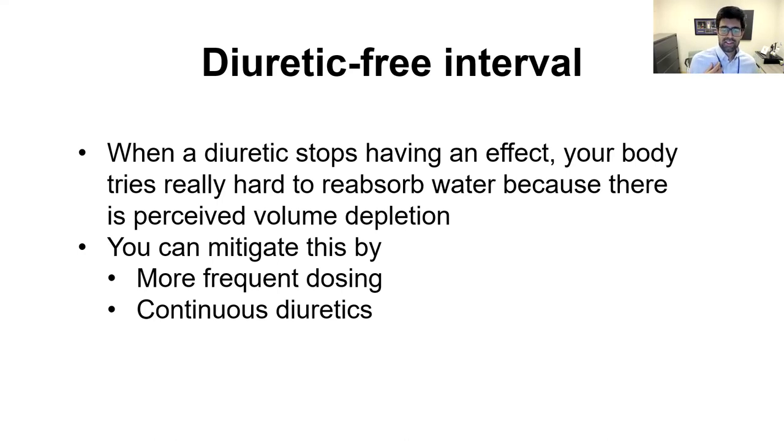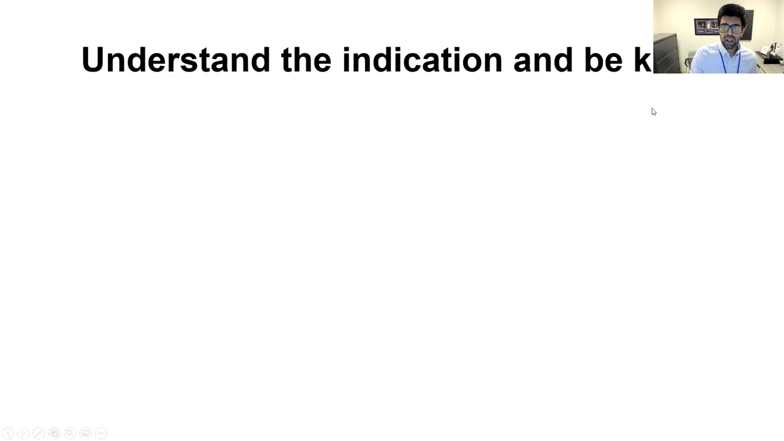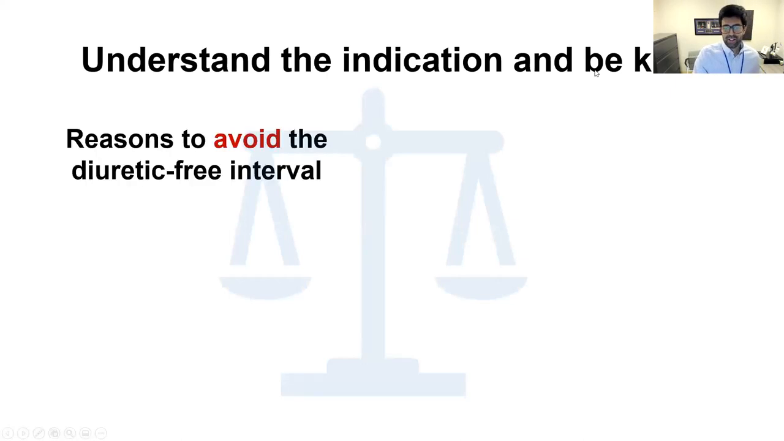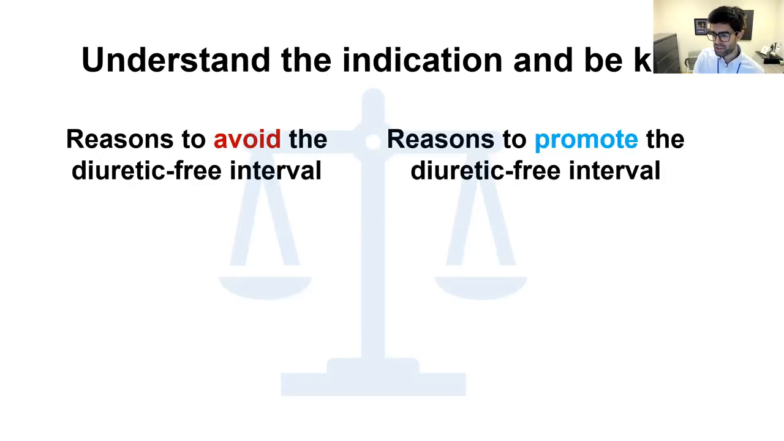So you can mitigate this in two ways. You can frequently dose, or you can give continuous diuretics to avoid the diuretic-free interval. And the reason I bring this up is this depends on how aggressive you want to diurese your patient. And that depends on how overloaded they are. So you really need to understand the indication and be kind to your patients. So this is a balance. Here are the reasons to avoid diuretic-free intervals, and there's reasons to promote it.